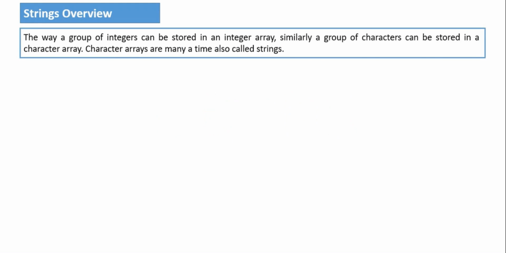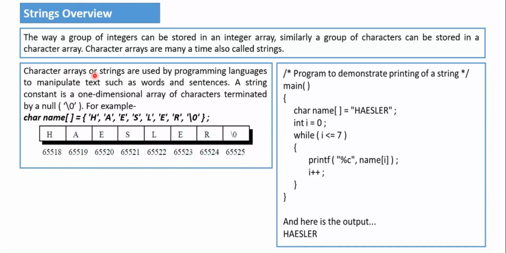In this session we are going to discuss strings in C. So let's start. The way a group of integers can be stored in an integer array, similarly a group of characters can be stored in a character array, and character arrays are mainly called strings. Character arrays or strings are used by programming languages to manipulate text such as words and sentences. A string constant is a one-dimensional array of characters terminated by a null character, that is \0.